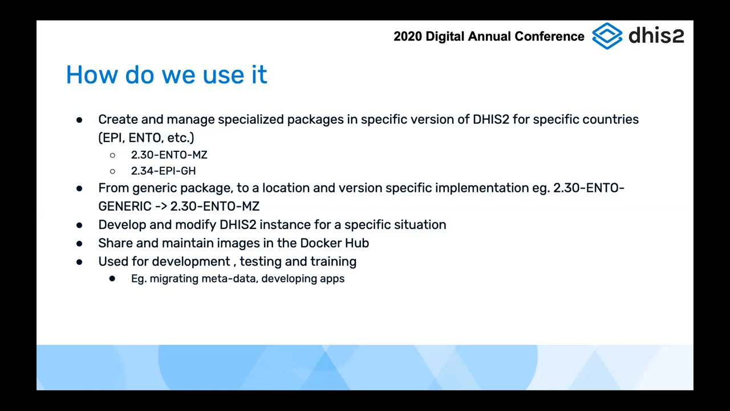Here you see that our naming convention has the ISO 2-letter code for each country. Now, from the generic package, we tailor it to a specific location. We then modify this package, save, and upload it to the Docker Hub. So this allows us to readily develop and modify the DHIS2 instances for specific situations, make revisions and updates, and to readily share it with our clients, which are countries, national malaria control programs, and so on.